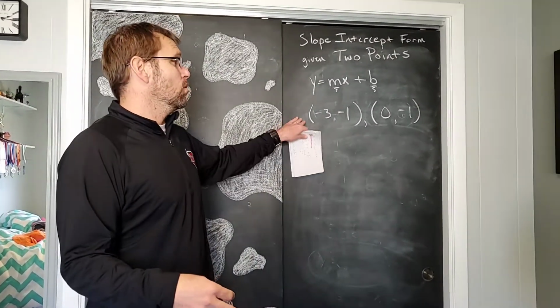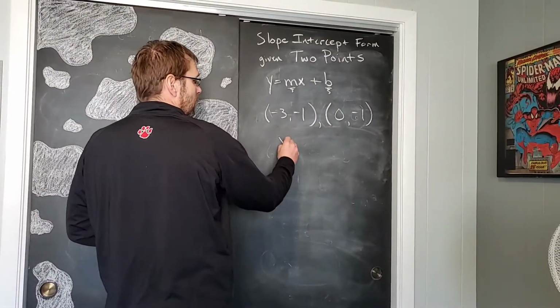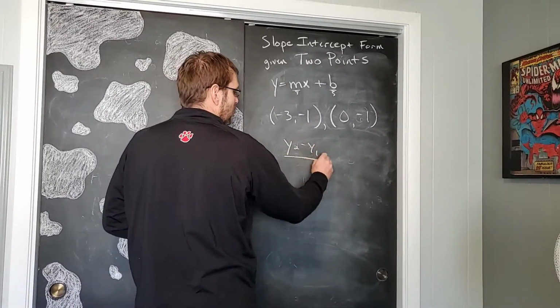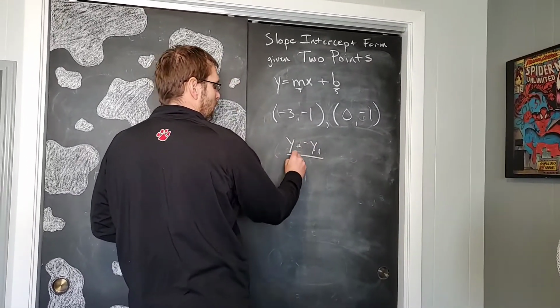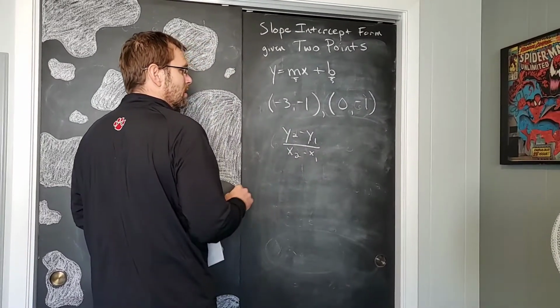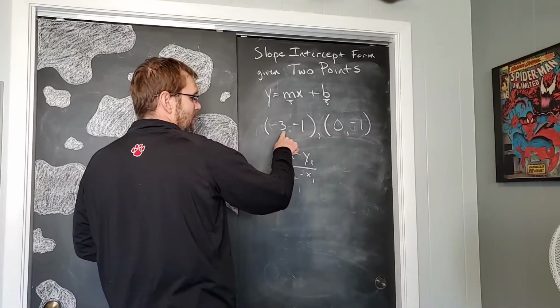Now, we did this a while back. We took 2 points and found the slope. If you recall, it was y2 minus y1 over x2 minus x1. So what that means is I'm going to take this minus this over this minus this.